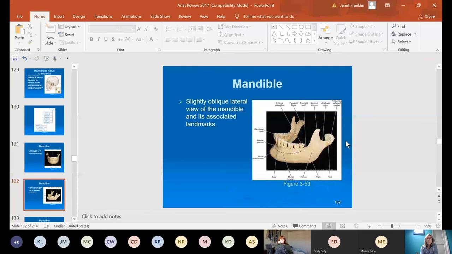Your external oblique line. So you continue with your finger, you found your coronoid notch, and you continue anteriorly. And there's like a slight ridge right there. And that's your external oblique line. You have that very similar ridge on the inside called your internal oblique line or mylohyoid line. The internal and mylohyoid are used interchangeably. Does that make sense? Between your coronoid process and your condyle, you have this dip that's called your mandibular notch.